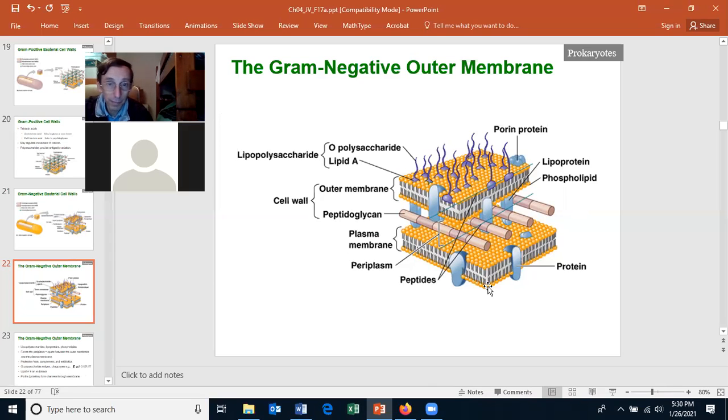Something you'll notice about the gram-negative outer membrane is it has no teichoic acid or lipoteichoic acid. It does have lipoproteins and then proteins in the outer membrane. The lipoprotein typically runs from the outer membrane through the peptidoglycan and then attaches to the cell membrane. All right, any questions about gram-negative and gram-positive cells?